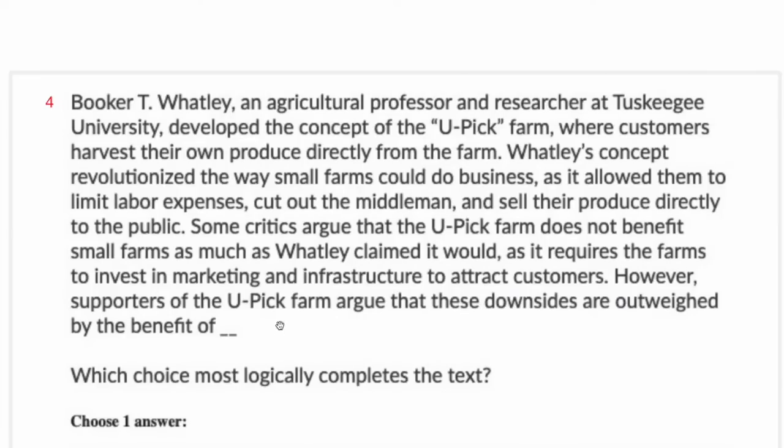Booker T. Whatley, an agricultural professor and researcher at Tuskegee University, developed the concept of the U-Pick farm, where customers harvest their own produce directly from the farm. His concept revolutionized the way small farms could do business, as it allowed them to limit labor expenses, cut out the middleman, and sell their produce directly to the public. Some critics argued that the U-Pick farm does not benefit small farms as much as he claimed it would, as it requires the farms to invest in marketing and infrastructure to attract customers.